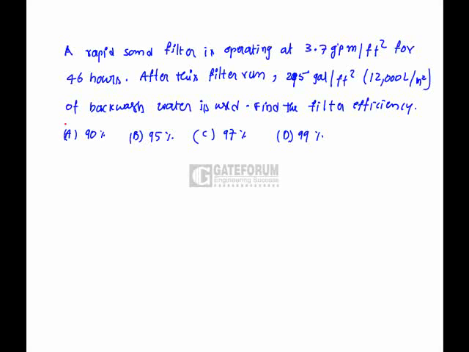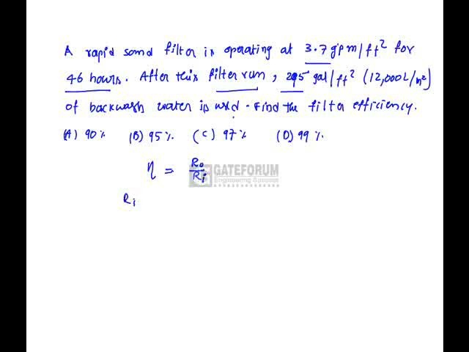The question is, a rapid sand filter is operating at 3.7 gallons per minute per square feet. For 48 hours it was worked. After this filter run, 295 gallons per feet square of backwash water is used. We are converting gallons per feet square to liters per square meter. Find the filter efficiency. We have to find out the filter efficiency eta, that is equal to how much of water that we have inputted into that filter, after backwash, that is output, and actual input Ri, output and input.